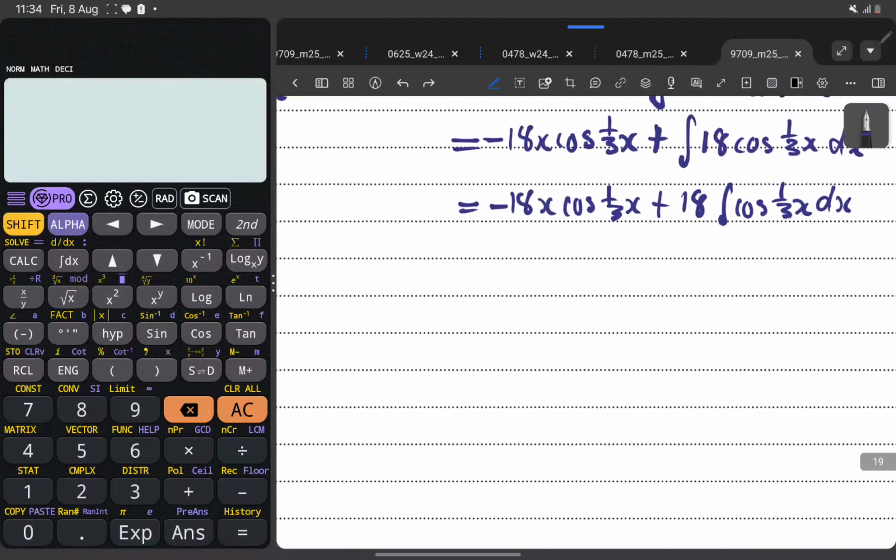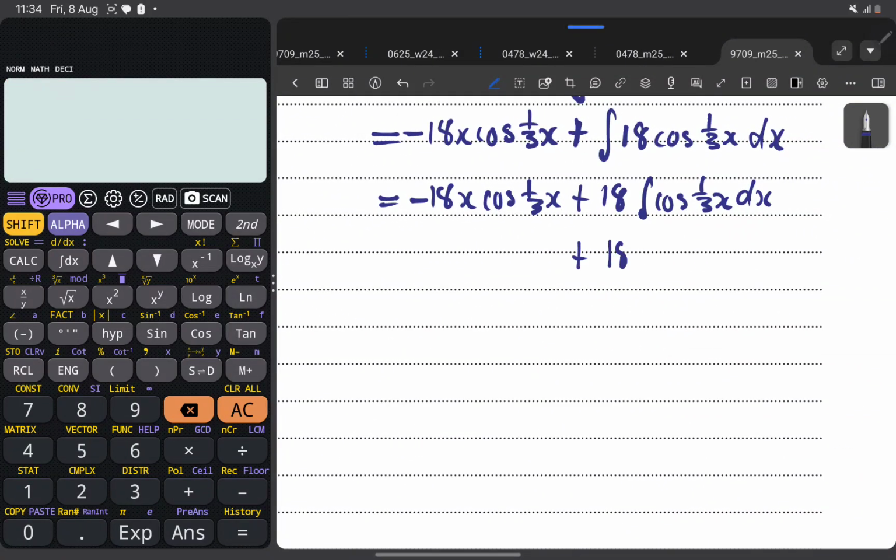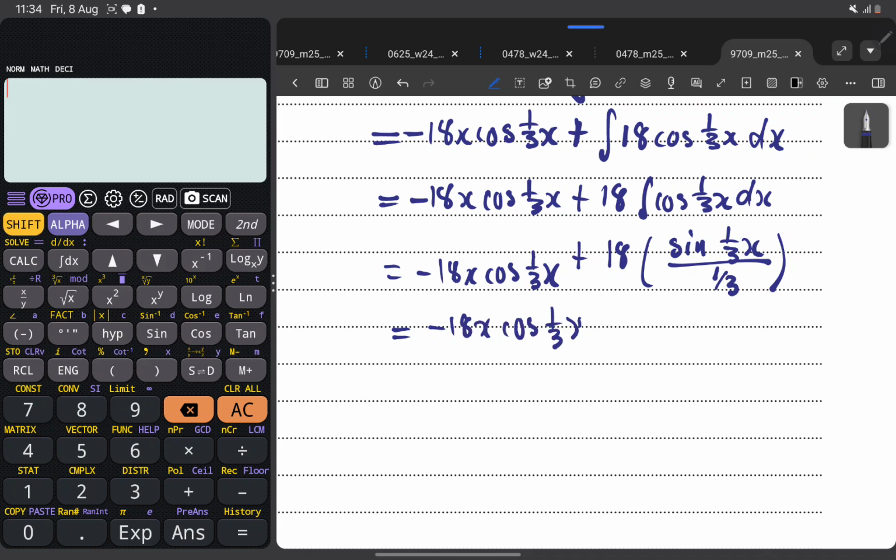So it is going to be plus 18 multiplying, integrating cos, you get sine 1/3 x. Then you divide by the derivative of 1/3 x, which is 1/3. So this is negative 18x cos 1/3 x, then plus. Dividing by 1/3 is like multiplying by 3. The 3 will multiply 18, and you should get 54. So it becomes plus 54 sine 1/3 x. We're almost done.